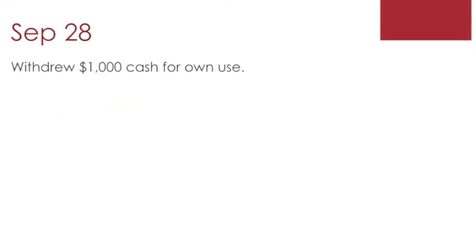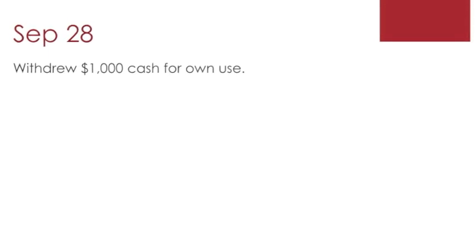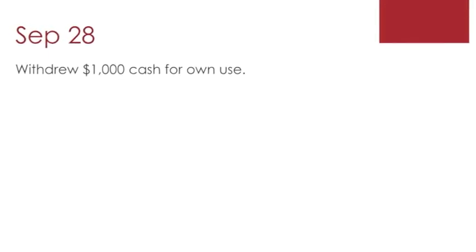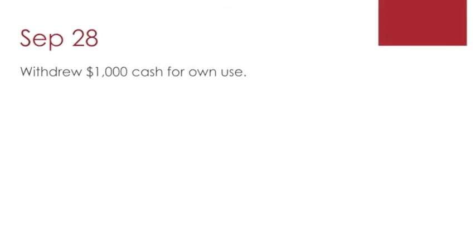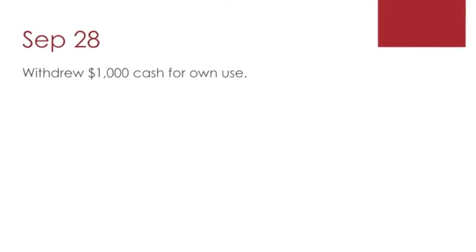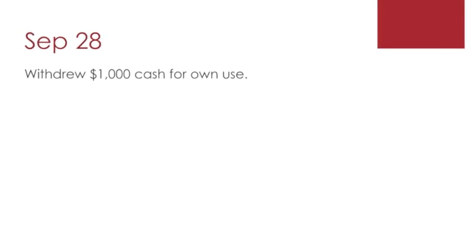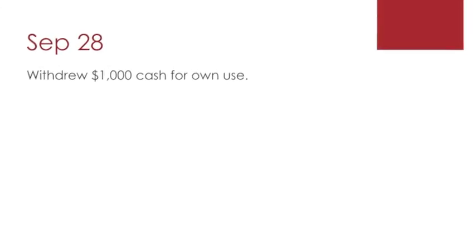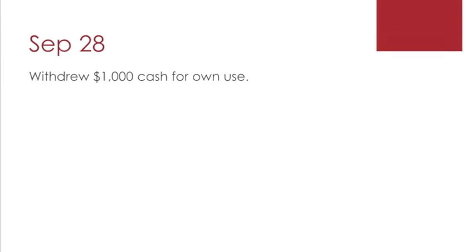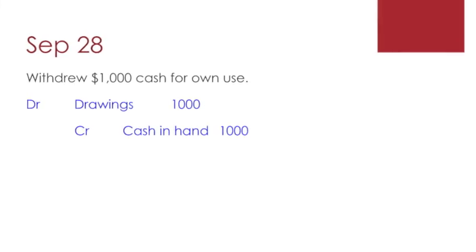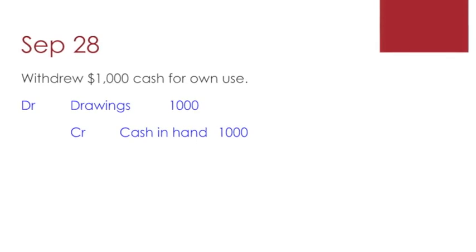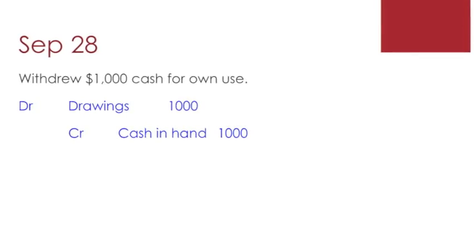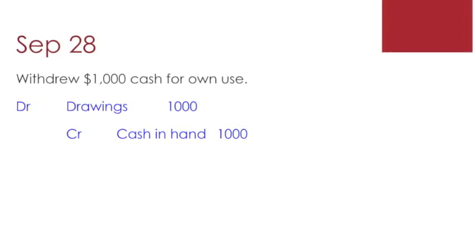Lastly, September 28th, there was a withdrawal of $1,000 cash for own use. Own use is a keyword, meaning it's drawings. And the business decreased in terms of cash in hand. Therefore, we debit drawings 1,000, credit cash in hand 1,000. That's all for analysis of these accounts.